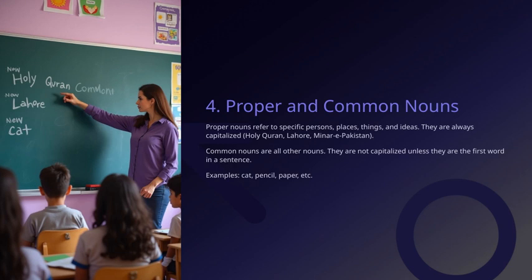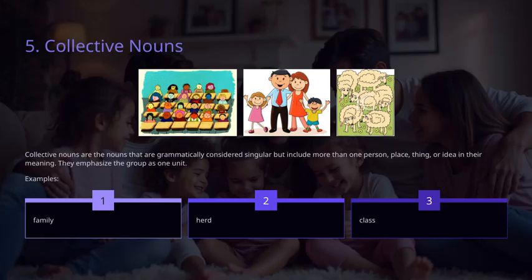Understanding this helps us write and speak more clearly, especially when we want to emphasize the specific or general nature of what we're talking about. This distinction is essential for good grammar and effective communication. Now let's talk about collective nouns.